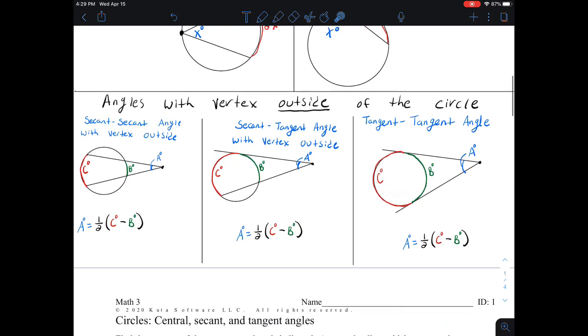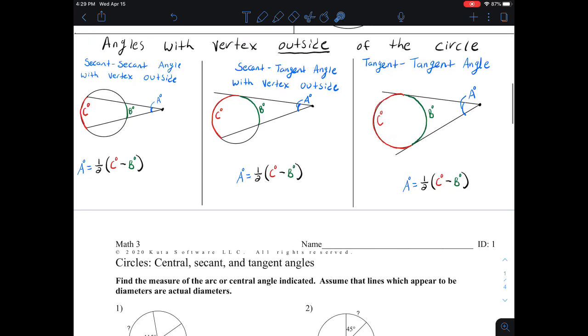The third classification is if the vertex of the angle lies on the outside of the circle. All of these angle measures are going to be the same. If I have a vertex outside the circle formed by two secant lines, or a secant line and a tangent line, or two tangent lines, in all three cases the measure of angle A is going to equal 1/2 times the outer arc minus the inner arc. So outer arc minus inner arc, times 1/2, is equal to that angle. That sums up the three different kinds of angles, and now let's work our way to start solving some of these.